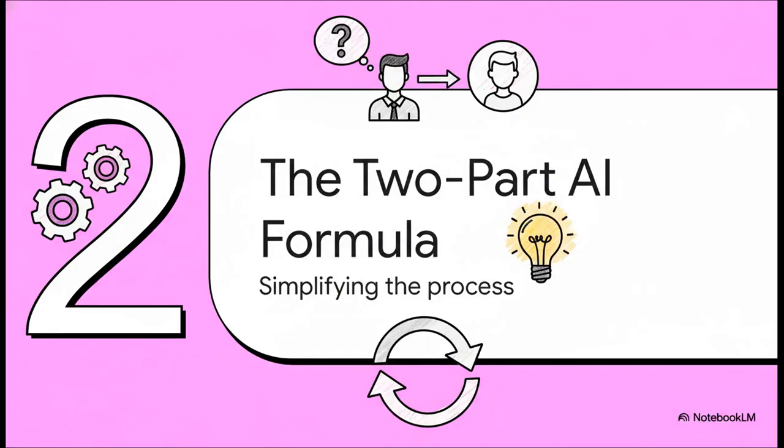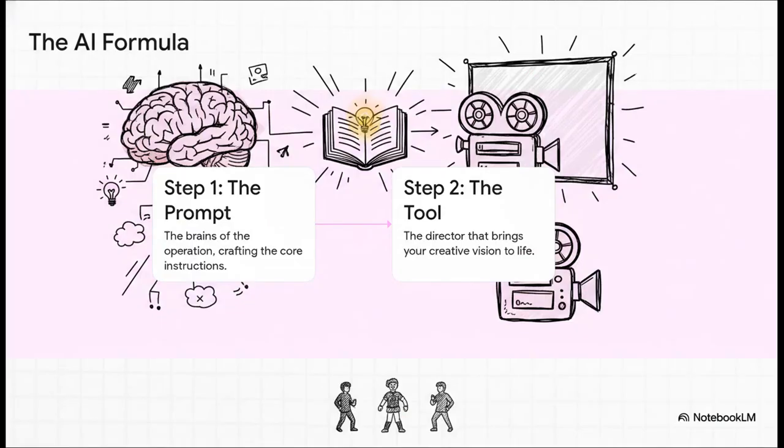All right, so what's the solution? Is it some crazy expensive software or a bunch of complicated code? Nope. It's actually a really simple, kind of elegant two-part formula that literally anyone can follow. Think of it like making a movie. You only need two things. First, you need the brains. That's our prompt. And second, you need the director. That's the free tool that's going to bring our whole vision to life.